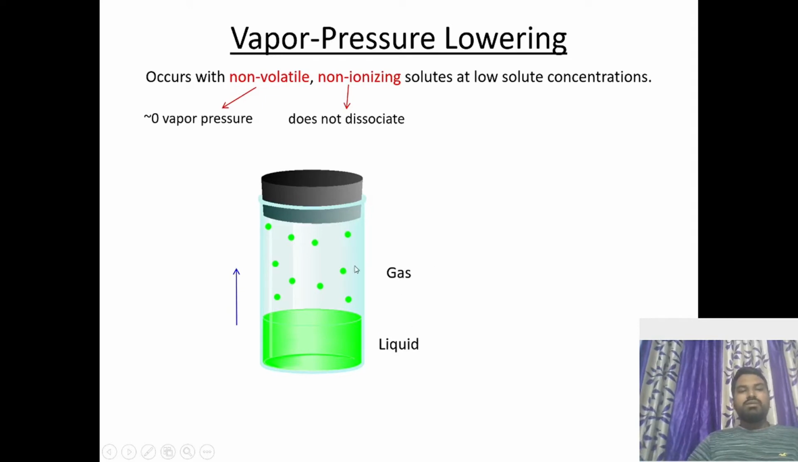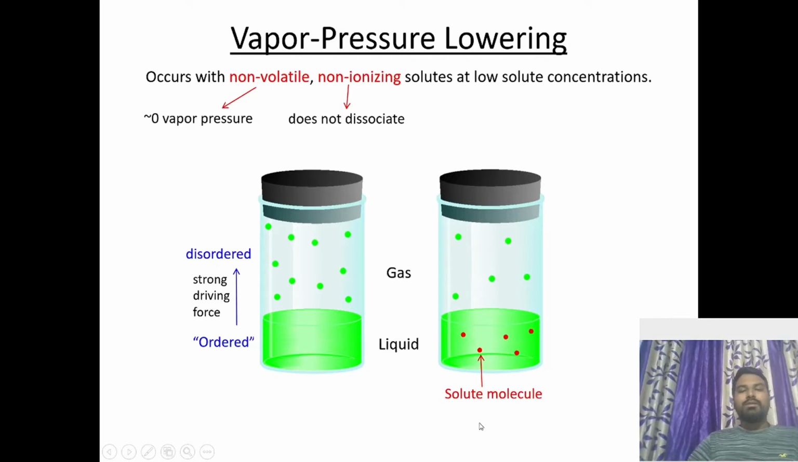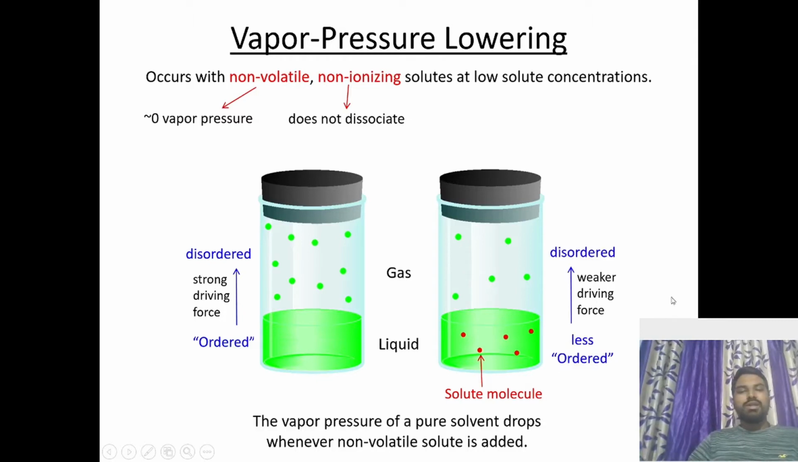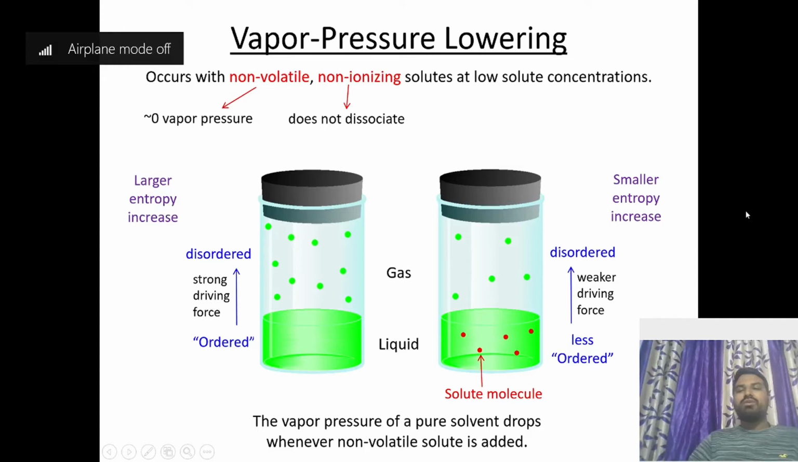Now this is the glass jar. Here this is the liquid and it gets vaporized into the gaseous form. These are in ordered form with a strong driving force, and this gas is in a disordered form. Now the same over here, if we add solute in this, we will observe that there are many particles of gas here and few particles of gas here. This is a non-volatile and non-ionizing solute, so it cannot dissociate, and it has zero vapor pressure, so it cannot change into its gaseous form easily at room temperature. Here are the weak driving forces, less order. The vapor pressure of a pure solvent drops whenever a non-volatile solute is added. Here is a larger entropy increase, and here a smaller entropy increase.